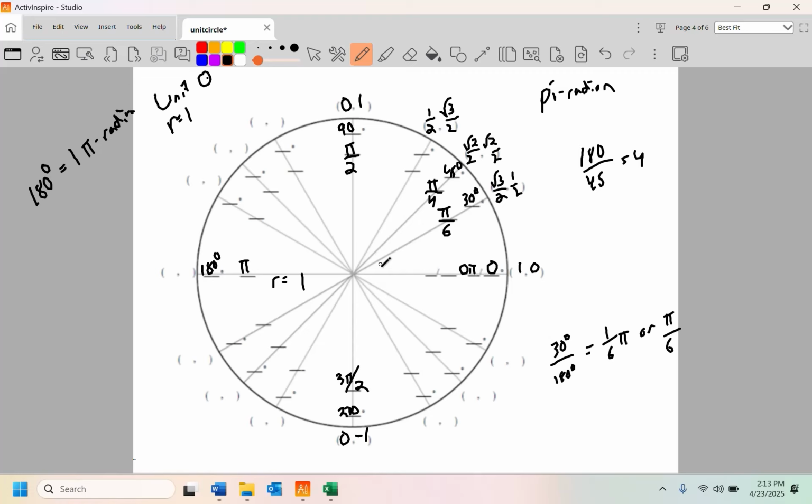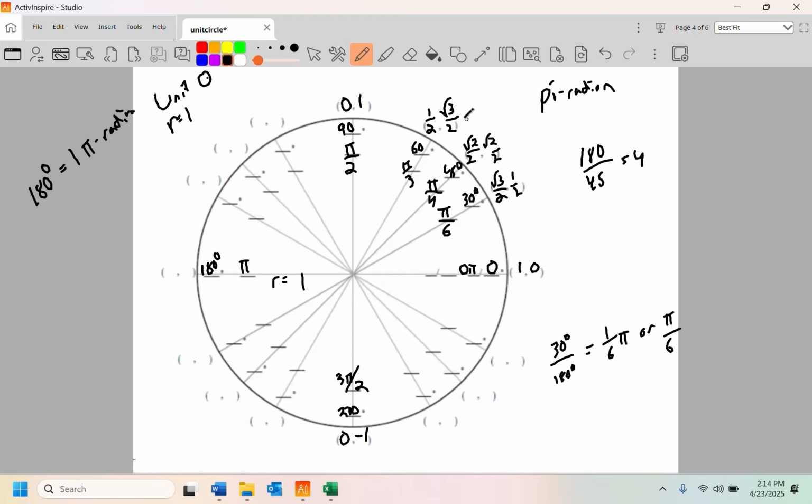Now, this was a 60-degree angle. 60 degrees is 1/3 of 180. So this becomes pi over 3. And again, this was a 60-degree angle. Now, what you've done is you have completed quadrant 1. And quadrant 1 is the most important quadrant. The rest of it is more or less about symmetry and just basic number sense.